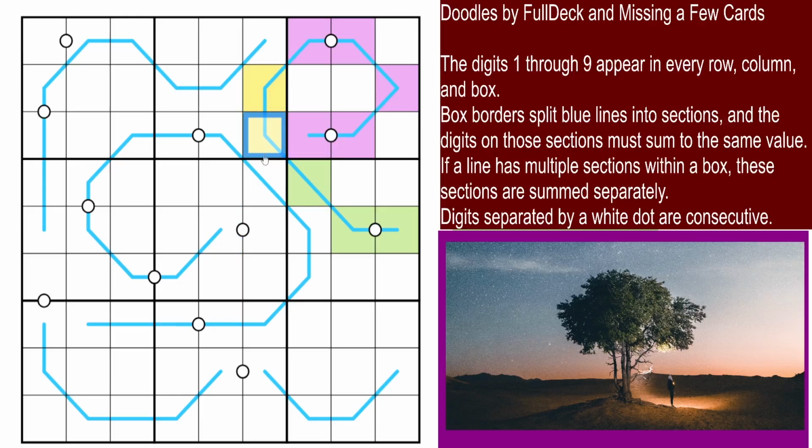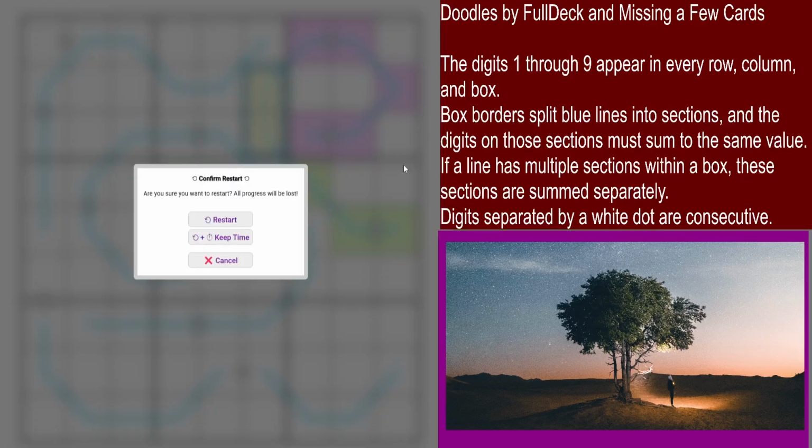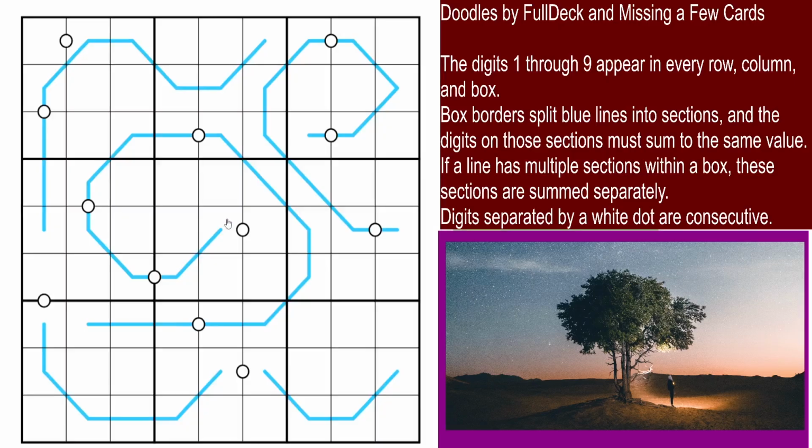Those are the simple rules: standard Sudoku, then region sum lines, and then consecutive pairs. Those are the standard Sudoku rules for those who are playing Sudoku regularly. With that, I'm going to start, and if you are watching this video, that means I was able to complete it, and if I can complete this puzzle, then I assume anybody can.